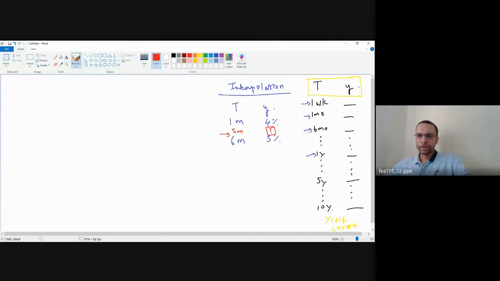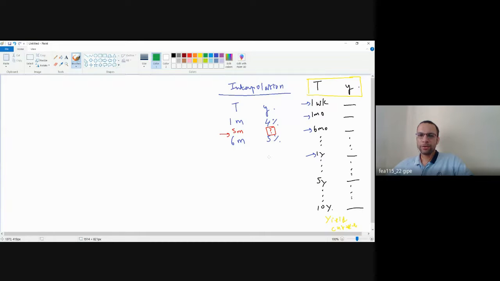So this is an example of interpolation because I have two terminal points which are available to me, 1 month and 6 month. And based on this, I'm trying to figure out what is the 5 month yield. Now, 5 month yield may not be quoted because let's say it's a non-standard maturity. So I'm trying to figure out something in between. And this is what we call interpolation.